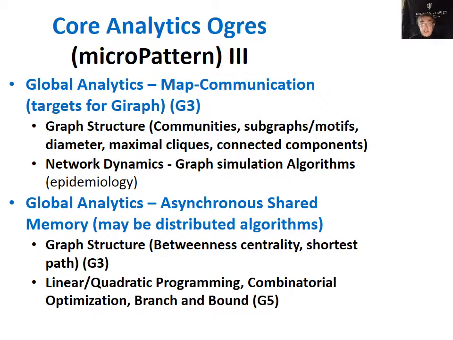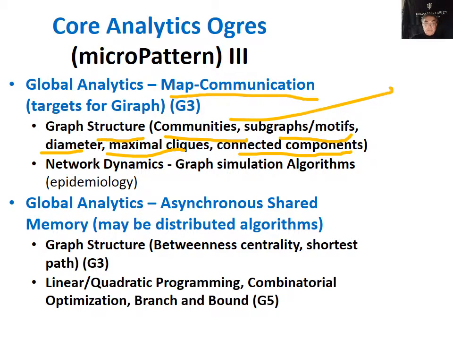So the next set is graphs, and we have ones that are suitable for Giraph, which is various graph structure algorithms. These are ones where we know how to do distributed memory parallel algorithms: communities, which are essentially the same as clustering. Finding motifs and subgraphs, similar to Gaussian models and things like that. Graph diameter, maximum cliques, connected components. In this category, we also put epidemiology, which is network dynamics, simulating graph algorithms, simulating systems defined by graphs.